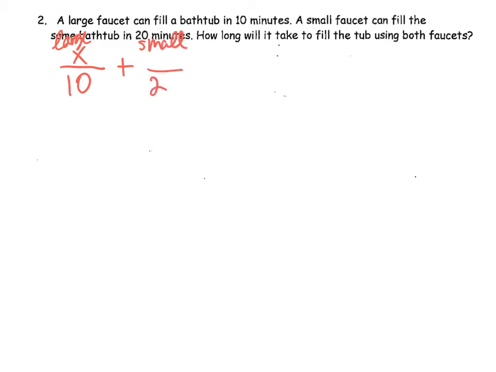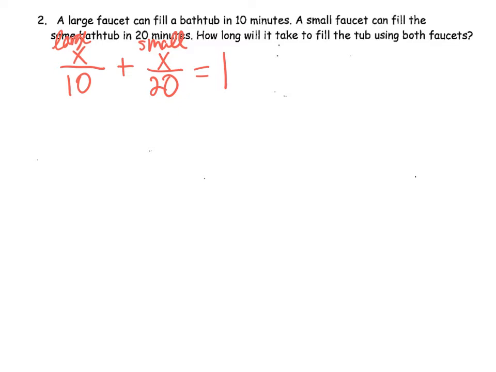The small faucet takes 20 minutes alone. So put a 20 in the denominator. But I don't know what it takes together. So that's going to be an X again on top. You'll find that there's always an X on top. Always equals 1 job.